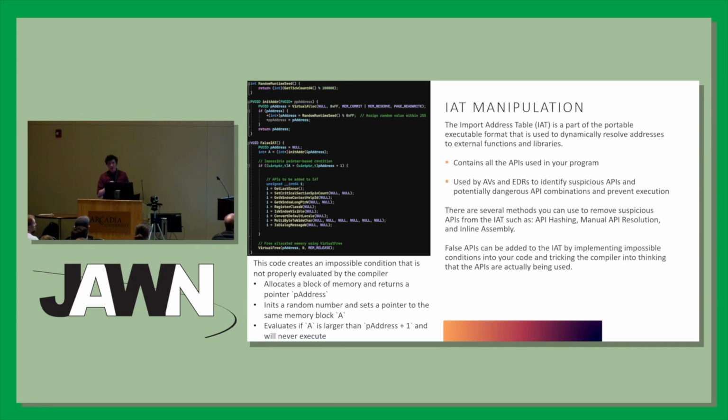It is important to note that you can add false APIs to your import address table by implementing impossible conditions in your code and tricking the compiler into thinking that APIs are actually being used when they're not. On the left here we have some code that creates a pointer-based impossible condition that is not properly evaluated by the compiler, and therefore it adds all of these APIs to the IAT.